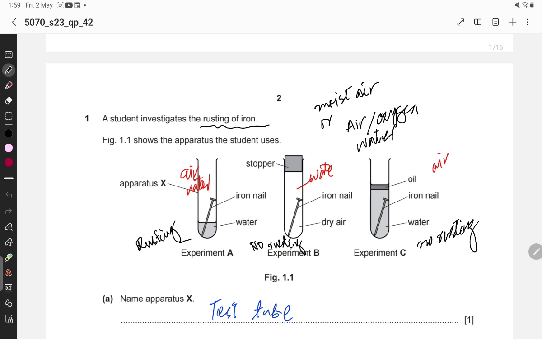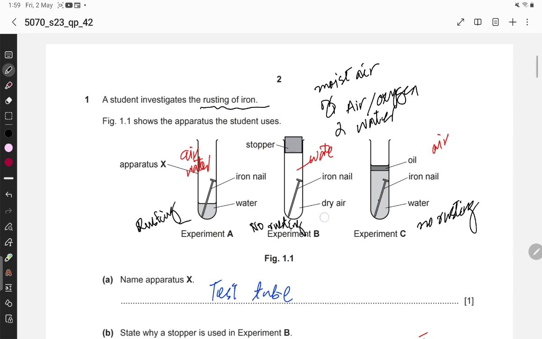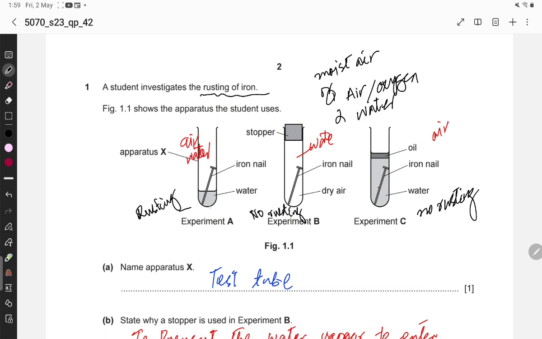So these are the three apparatus used, and you know that the condition of rusting is moist air, or air and water. So in this first test tube, iron nail is dipped in the water, and the tube is kept open. So it means air enters the test tube and the nail will be rusted. And in the second test tube, the tube is airtight, and there is dry air, there is no water, so it means water is absent, so that's why no rusting.